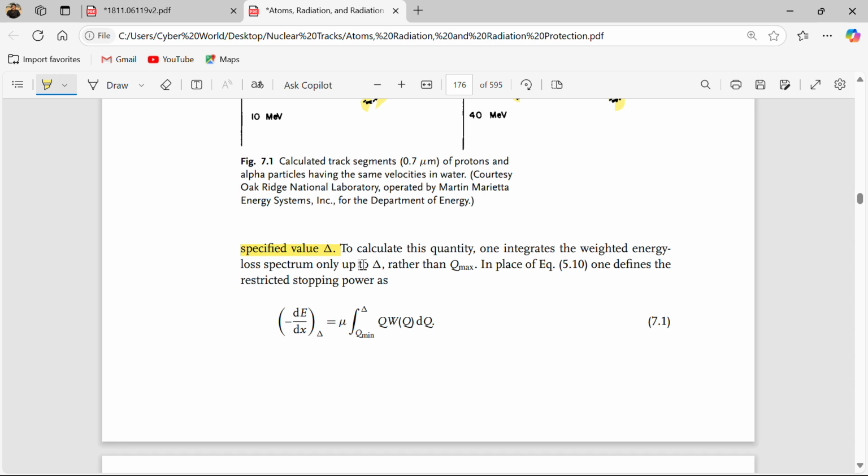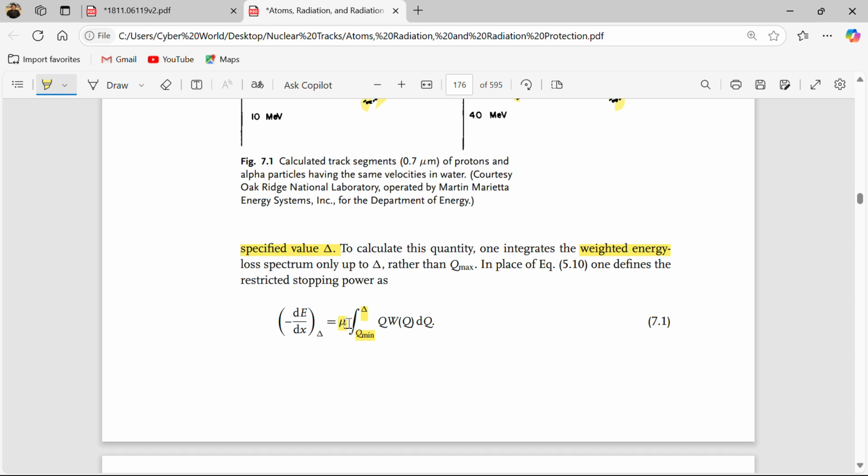So how can you calculate the restricted stopping power? To calculate this quantity, we have to integrate the energy loss spectrum. Rather than Q max, we have to integrate from Q minimum to delta. In the original formula it is Q minimum to Q maximum, but in restricted energy loss it is from Q minimum to delta. So you integrate the weighted energy, and you will get the stopping power.